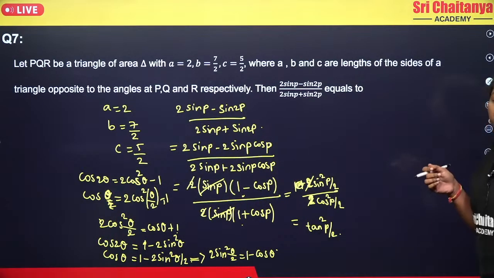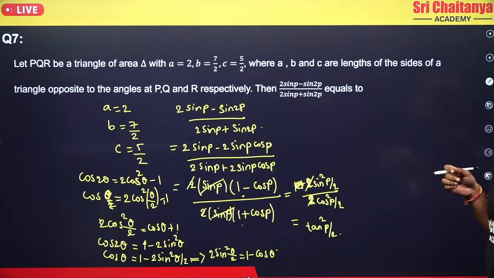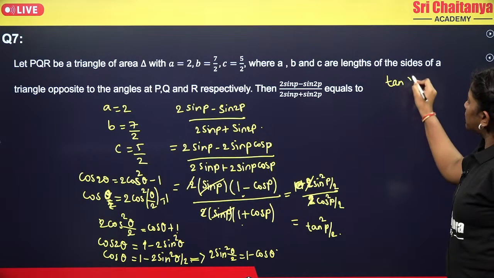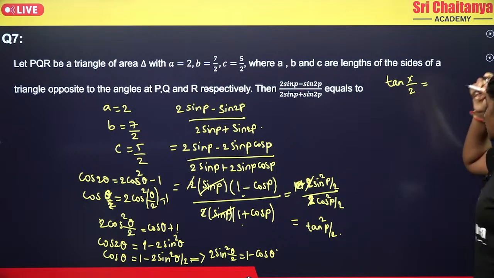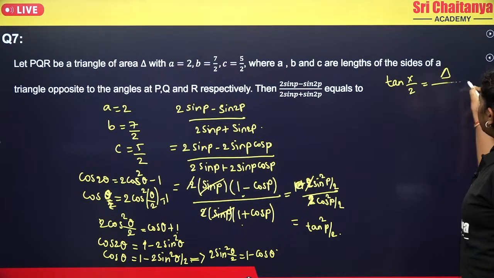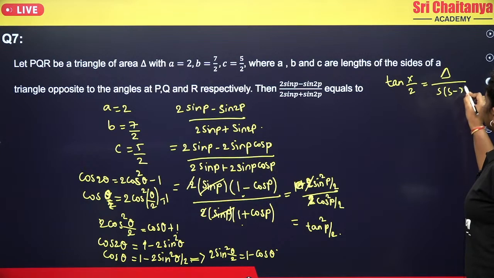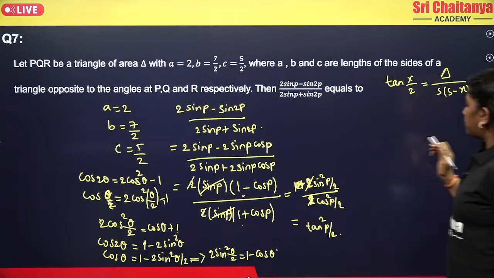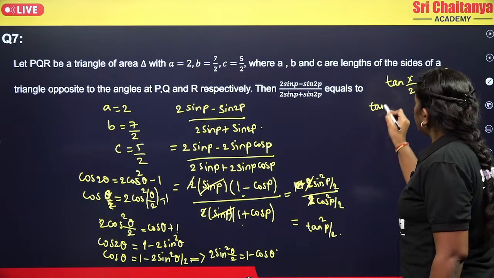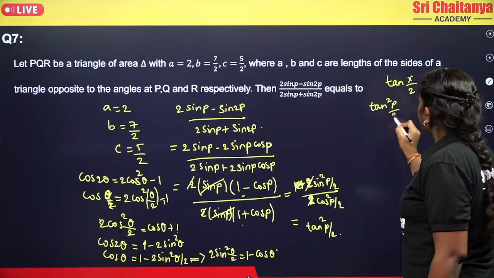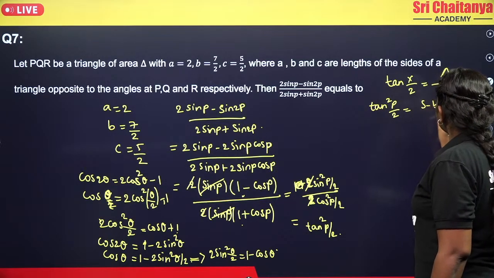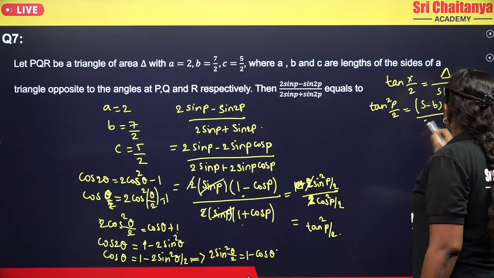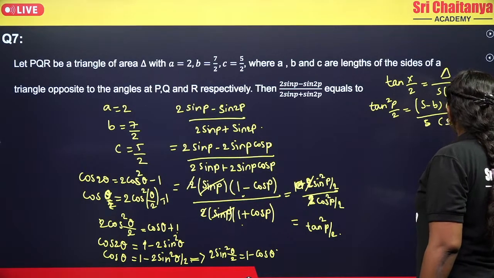Now if you look here, we have the relation between the area of the triangle and the tan. What it means is, if you have tan x by 2, it will be given by det by s into s minus x. If you apply the same concept here, we get tan square p by 2 equals s minus b into s minus c by s into s minus a.